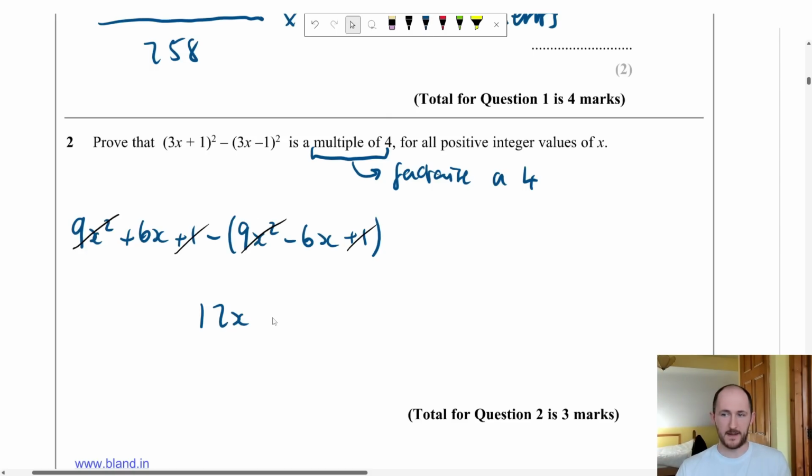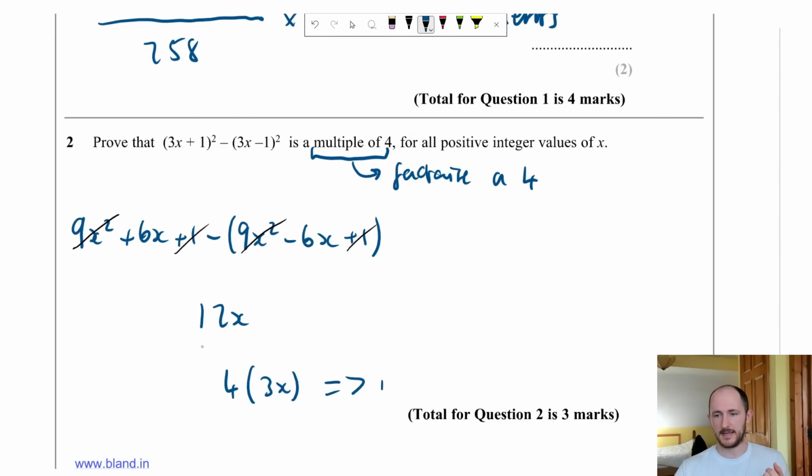Now, can I factorize out a 4 from 12x? Well, the answer is yeah. I could do 4 times 3x. So therefore, it is a multiple of 4.